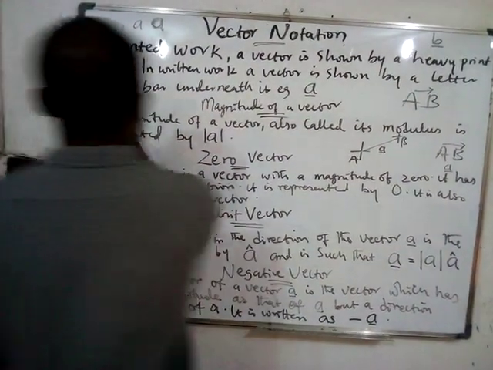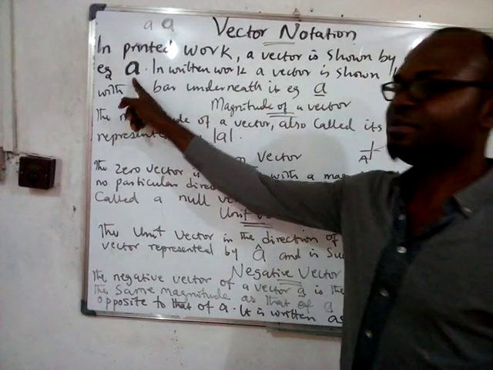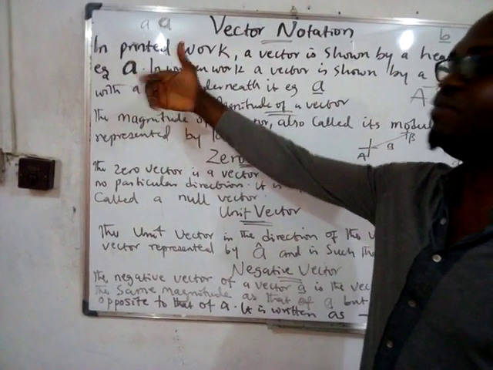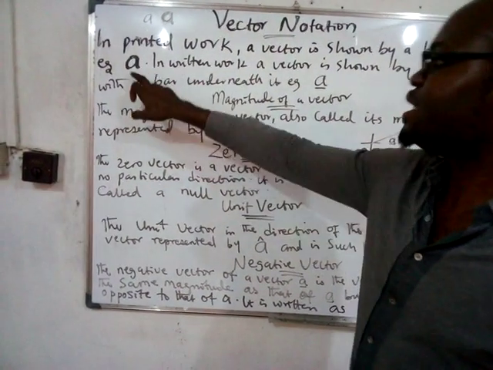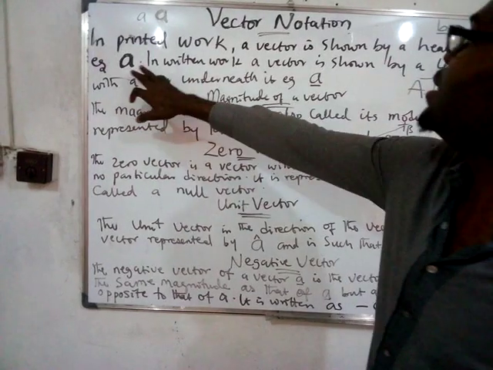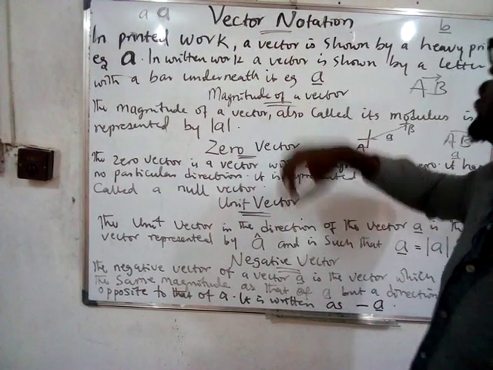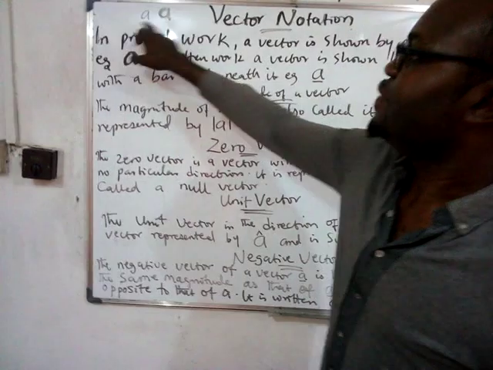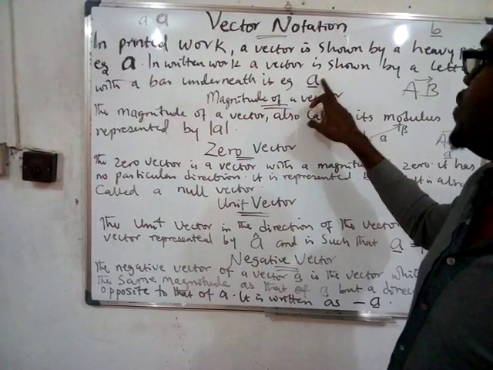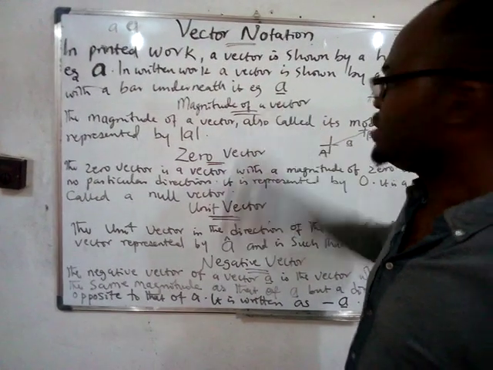Heavy print of the letter. It could be K. It's not only A that you can use. It could be K, it could be L. But make it heavy. That is vector notation. The one that is not heavy is scalar. You can also represent it as A with a bar underneath.